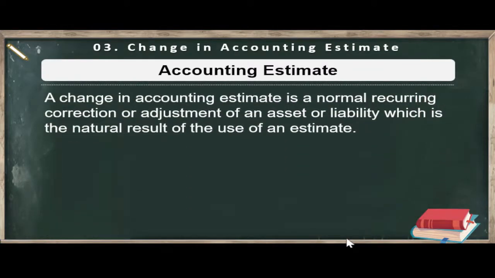So change in accounting estimate is a normal recurring correction or adjustment of an asset or liability which is the natural result of the use of an estimate. So since in the preparation of the financial statements, there will always be a chance nga mag-estimate gyud ta. Like for example, when we estimate the bad debts for the month, when we estimate the number of years para magamit ang ato ang asset. So mag-involve nag-estimate. We also estimate the contingent assets, liabilities, ang amount of provisions.